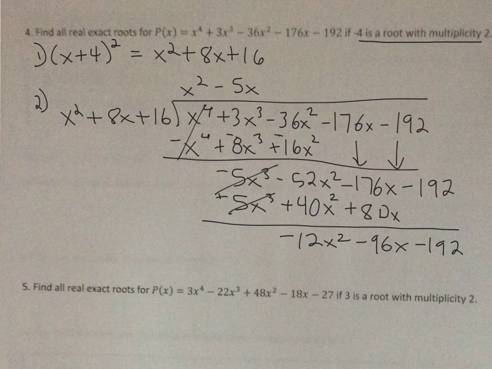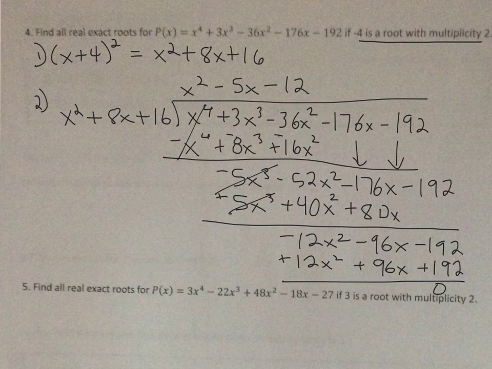Divide again. -12x squared divided by x squared is -12. And then you're going to distribute. That's going to give you -12x squared. And then -12 times positive 8x is -96x. And then -12 times positive 16 is -192. And it turns out your remainder is 0.